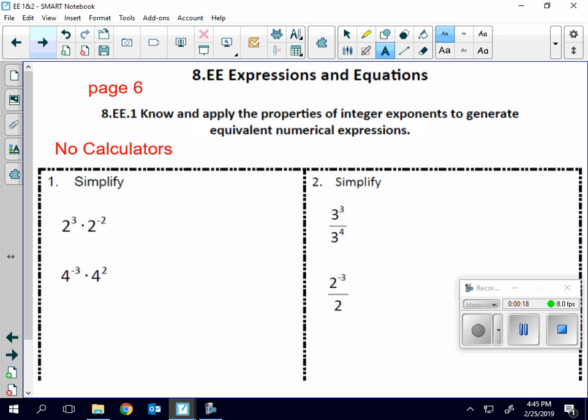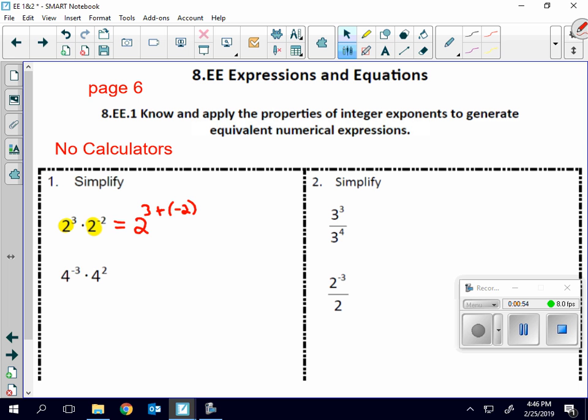We're on page 6, no calculators. We want to simplify. So we have exponents. We have the same base. Our base here is 2. When we multiply with exponents, our powers are being multiplied, we're going to add our exponents together. So we're going to keep that base, the base of 2, and we're going to add 3 plus a negative 2.